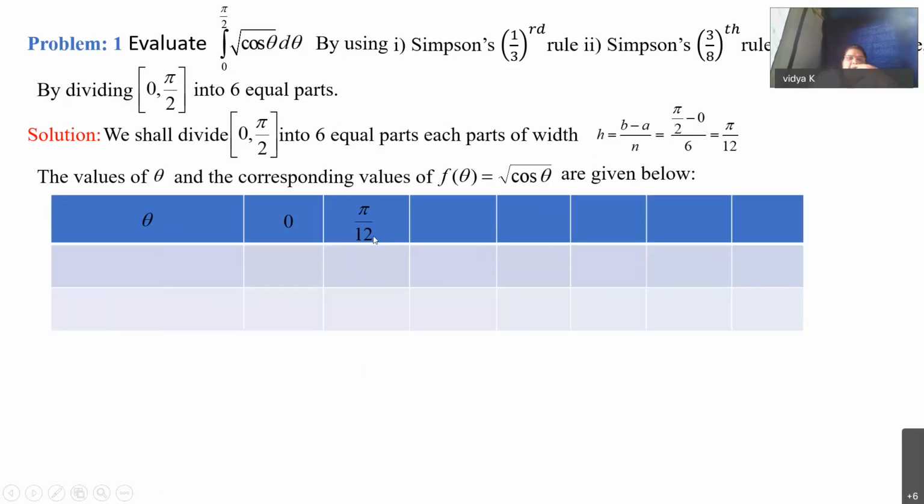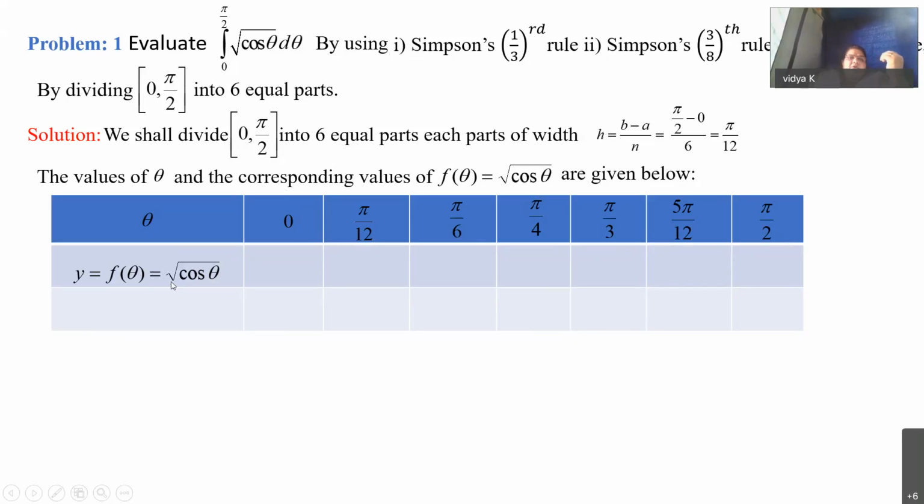For pi by 12, add h again. Pi by 12 plus pi by 12, 2 times pi by 12, simplifies to pi by 6. Then pi by 12 plus pi by 12 plus pi by 12, or 3 times pi by 12, you get pi by 4, then pi by 3. Once you reach the upper limit, pi by 2, stop the table.